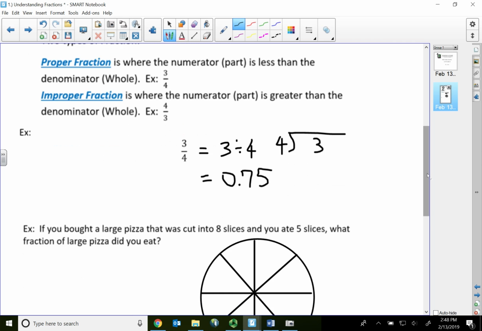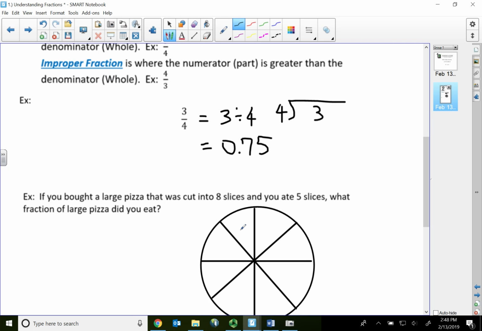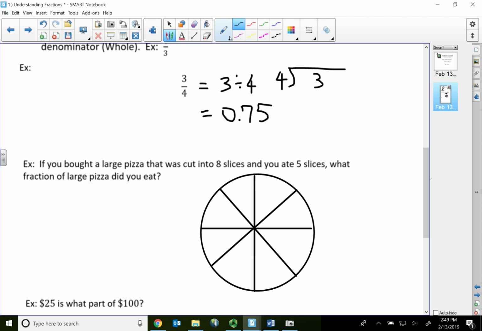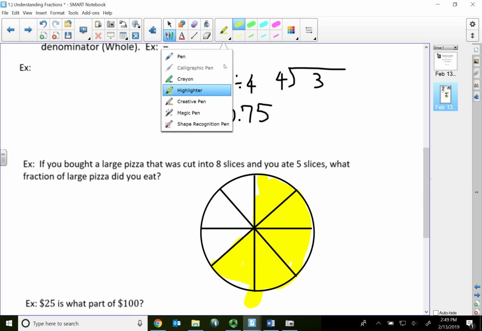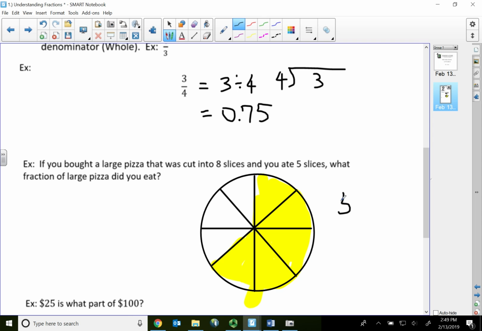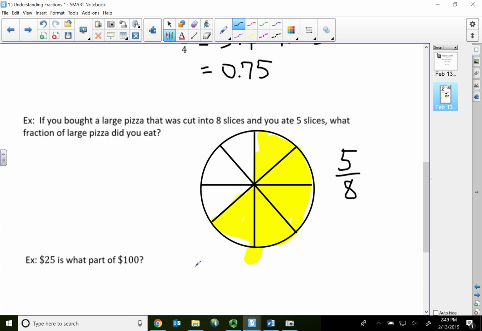Be aware that fractions are not something people only see in math class. Fractions are actually quite common in our daily lives. For example, if you bought a large pepperoni pizza and cut it into 8 slices, and you ate 5 of those slices, what fraction of the pizza did you eat? If I highlight the 5 eaten by one person, then you have eaten 5 slices out of 8. That's an example of a fraction.